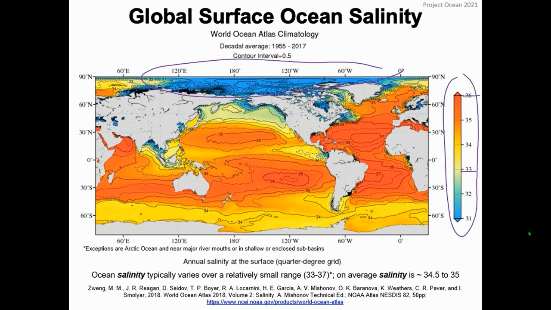Where you do see variability, it's going to be linked to changes in evaporation and precipitation or proximity to freshwater sources like river mouths, or in the case of the Arctic Ocean, areas where we have inputs from land ice, multi-year ice, or rivers.